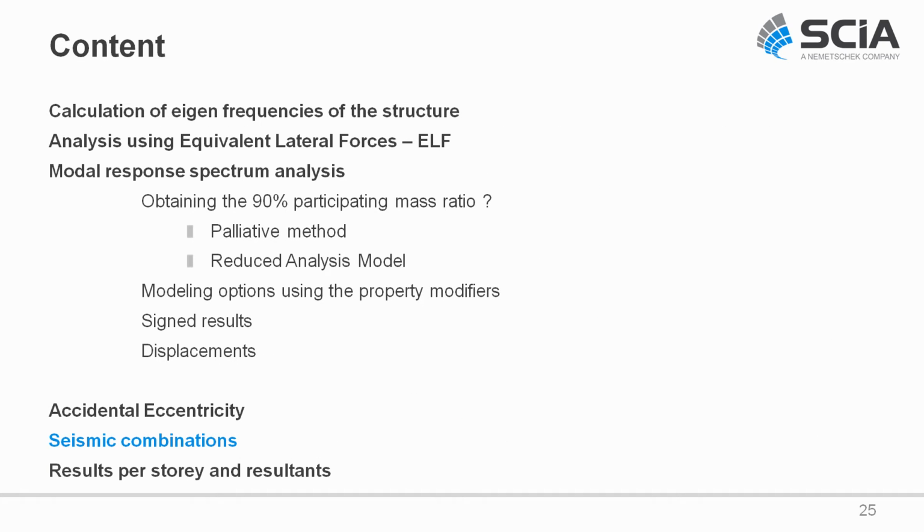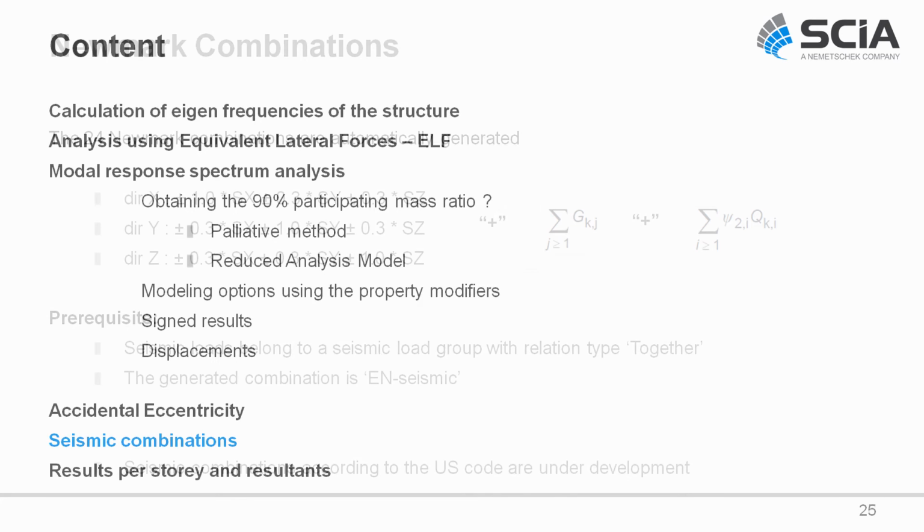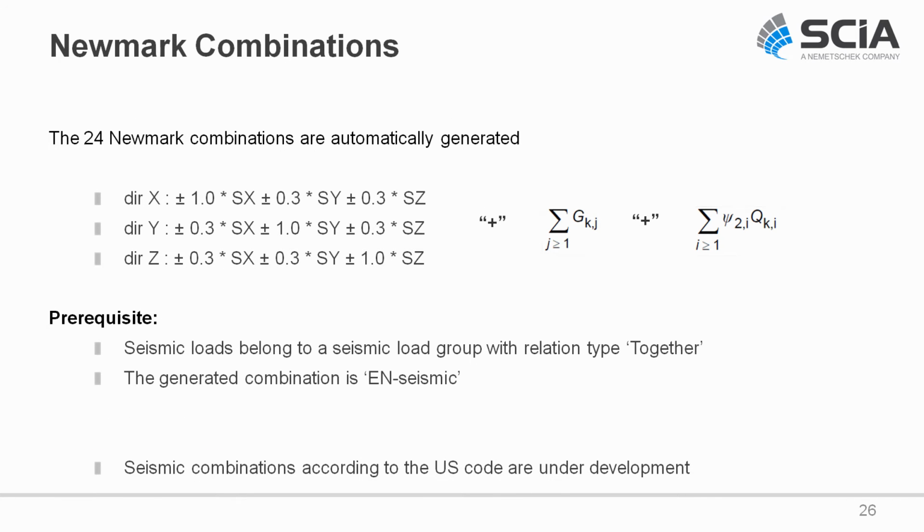Okay, let's talk about seismic combinations. In SCIA Engineer, the seismic combinations are very easy to use. After creating the seismic load cases, we have to add these load cases to a load group of type seismic, and then in the combination menu choose the type EN seismic combination, which is according to the Eurocode. Note also that US combinations are currently under development and will be available soon.